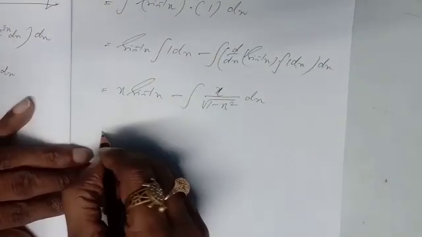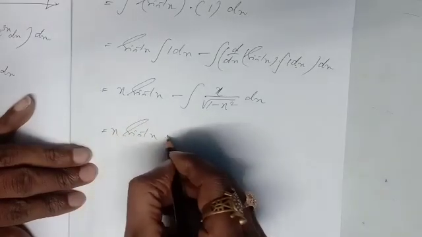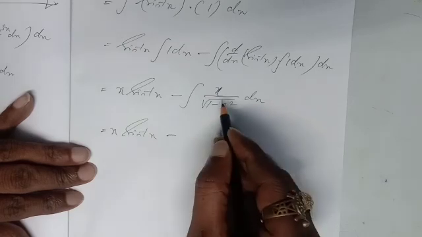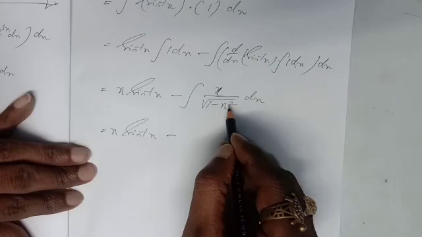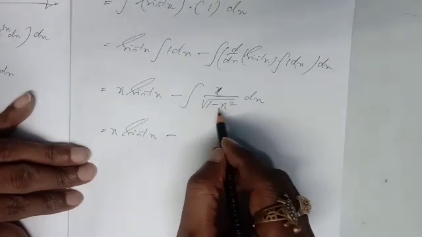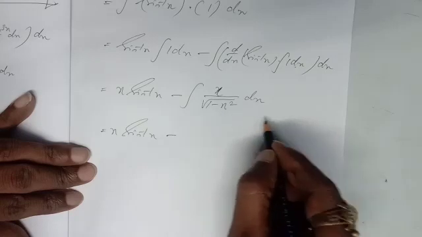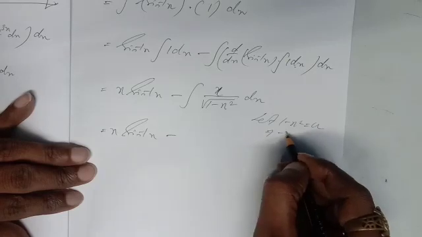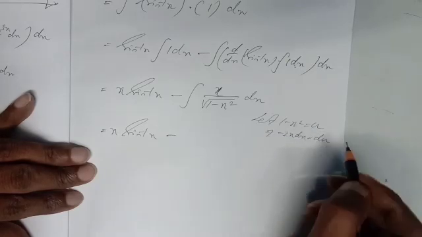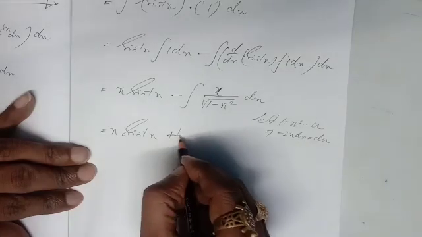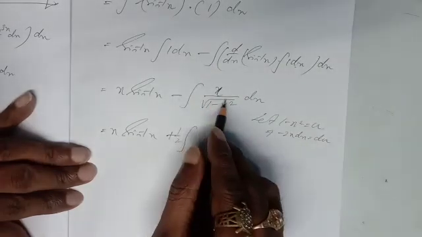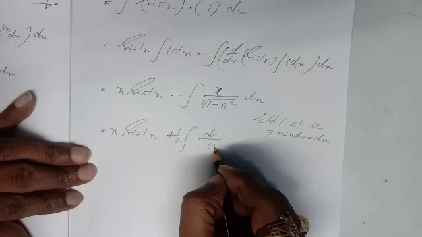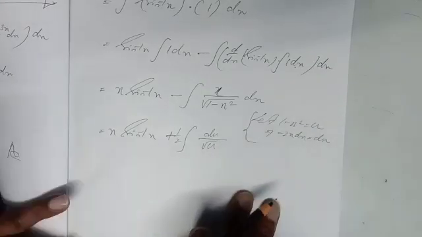This one is x sin inverse x minus, and how to do this one? You have to use the substitution method. This 1 minus x square we take as u. Let 1 minus x square equal to u. The derivative is minus 2x dx equal to du. So minus 2x dx will be du, and this is nothing but du by root over u.